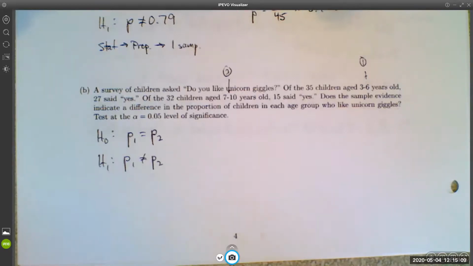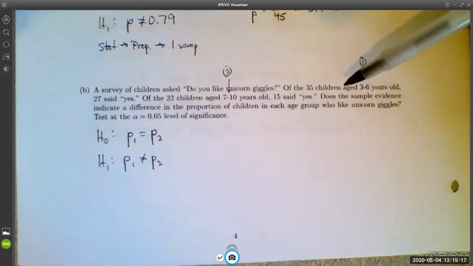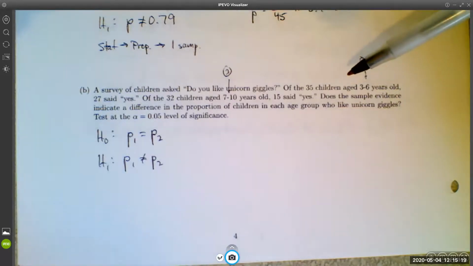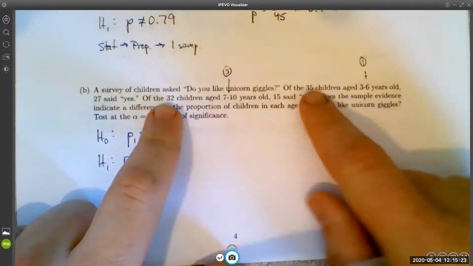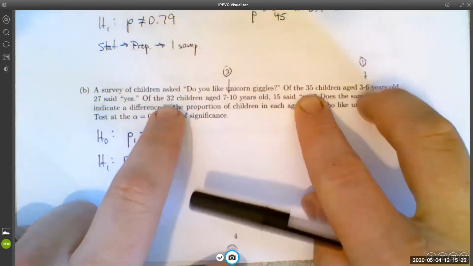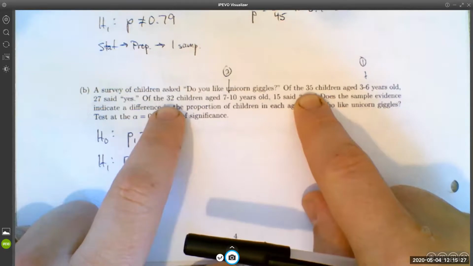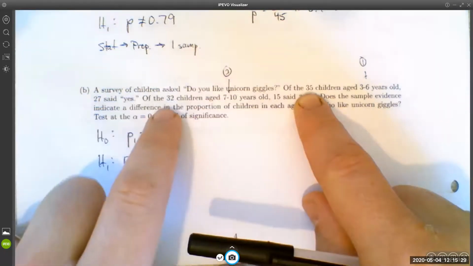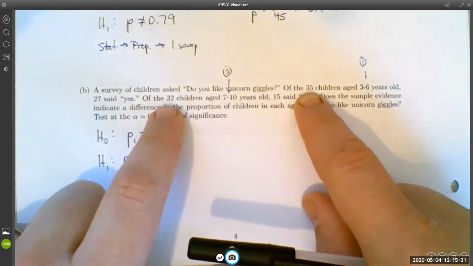In this case, the samples are independent, right? You can tell that a couple of different ways. For one thing, if the samples were dependent, then they would be matched pairs, and so your sample sizes would have to be the same. But here, the sample size of 3 to 6-year-olds is 35, and the sample size of 7 to 10-year-olds is 32. So clearly, they're not matched pairs.